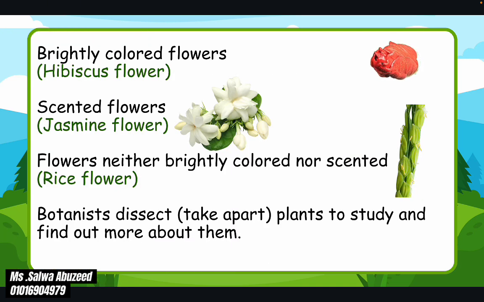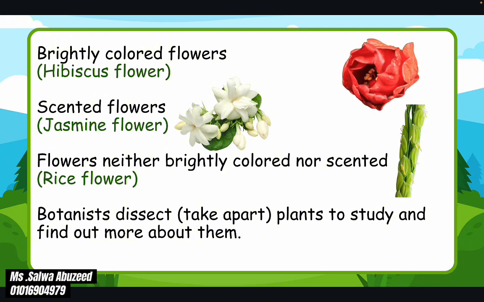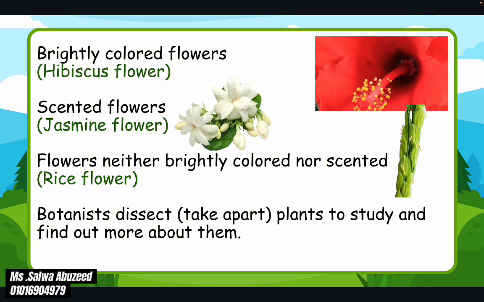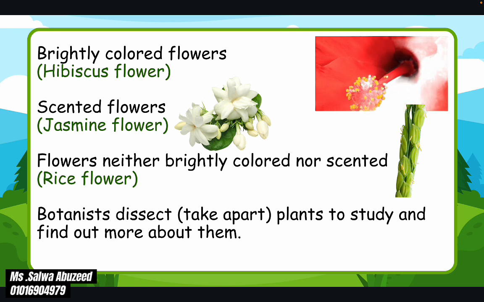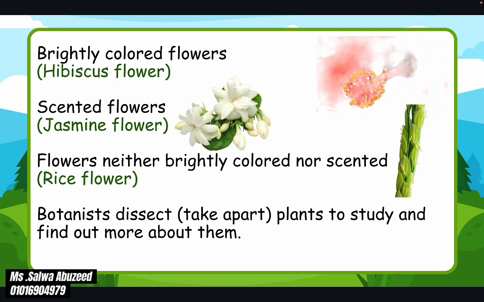Now going to the flowers. There are different kinds of flowers. Some of them are super bright, like the hibiscus. Some of them are scented, which in science means they have a smell, like the jasmine flower. And some of them are neither bright nor scented. They don't have color or smell, and we call this a rice flower.